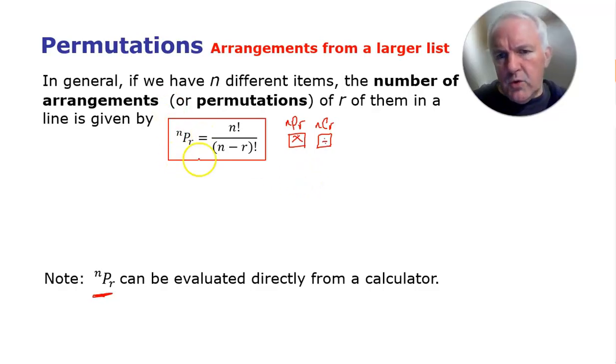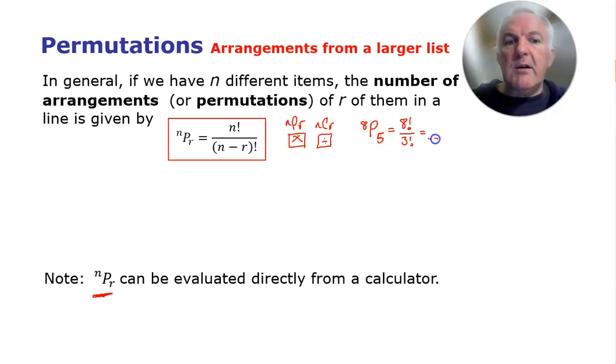But notice there's also this formula. We saw what factorial notation was last time. If I had, for instance, 8 things that I wanted to arrange, but I only have room for, say, 5 of them, I would just calculate this as 8 factorial divided by, notice, 8 take away 5, which is 3 factorial. And I tap that into my calculator, and then whatever it says, I would do.